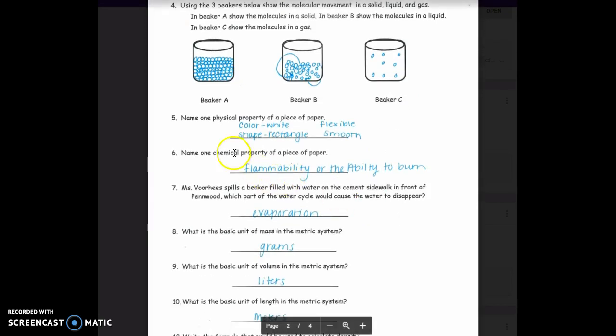Okay. Now we're going to talk about physical properties versus chemical properties. So name one physical property of a piece of paper. So that's what it looks like, what you can feel, what you can see.